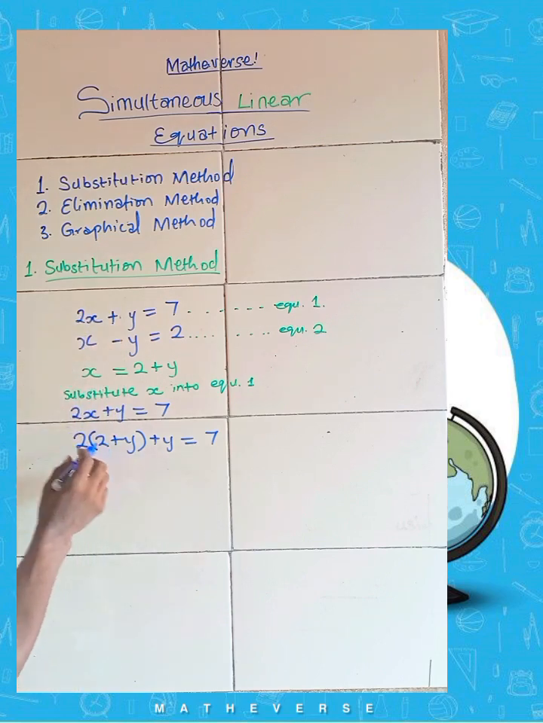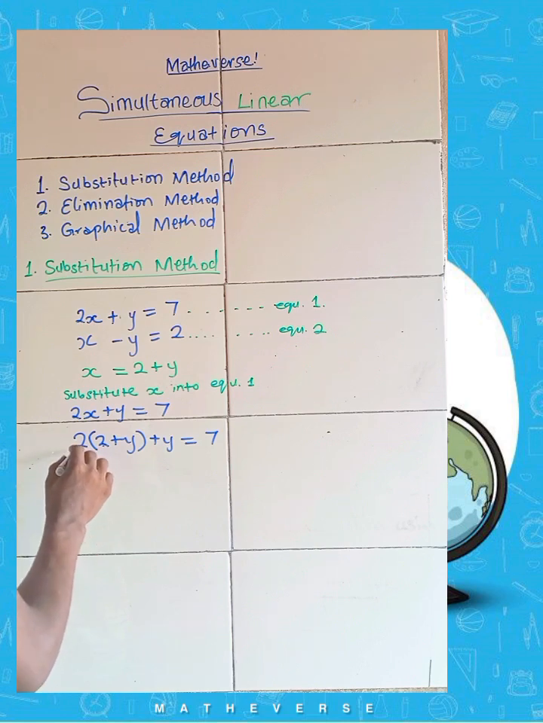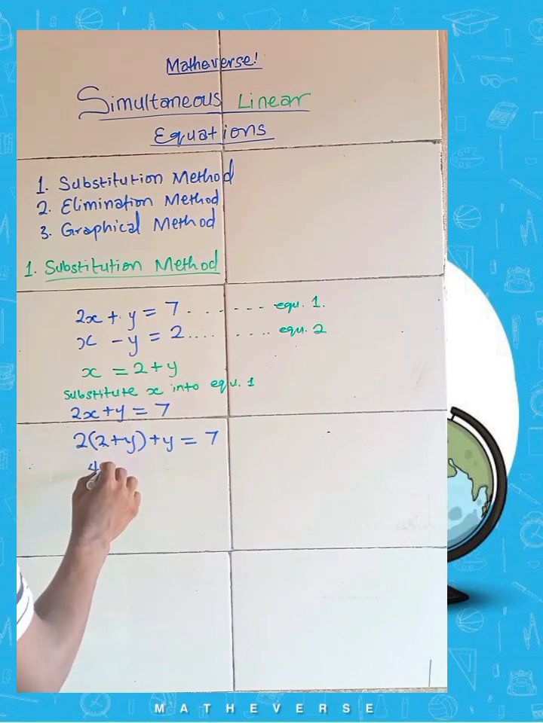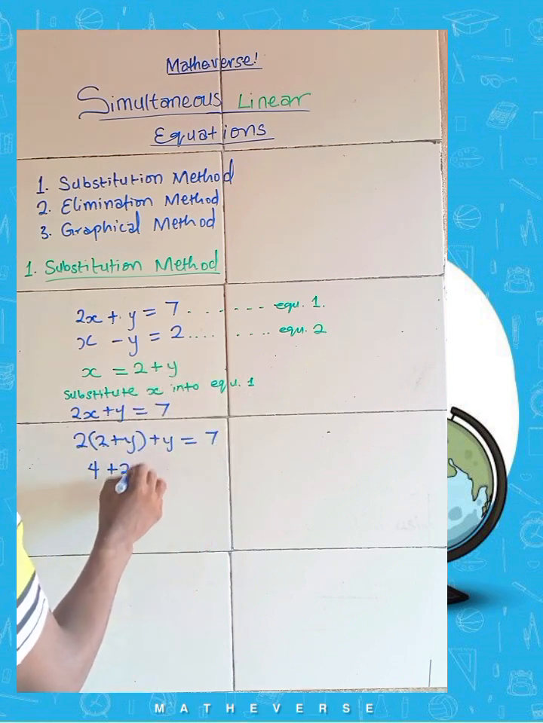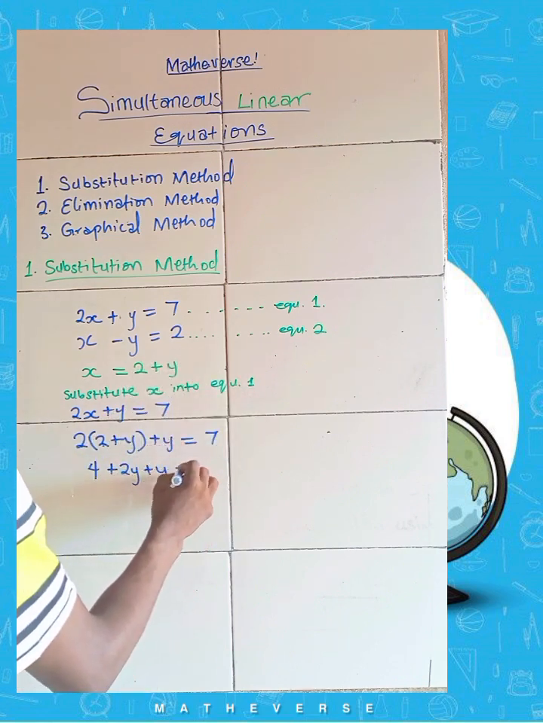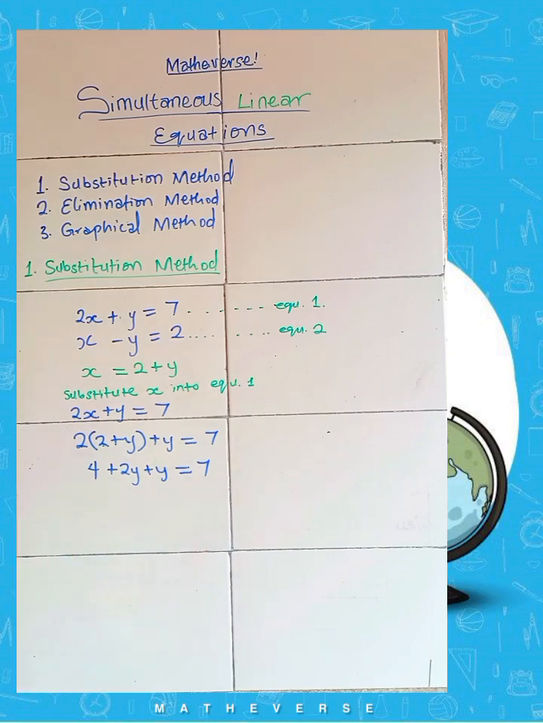Now, we need to open this bracket. Now, 2 times 2 is 4. 2 times, we put your plus here, 2 times y is 2y. So 2y, then plus y equals 7. Did you see that? Now, good.